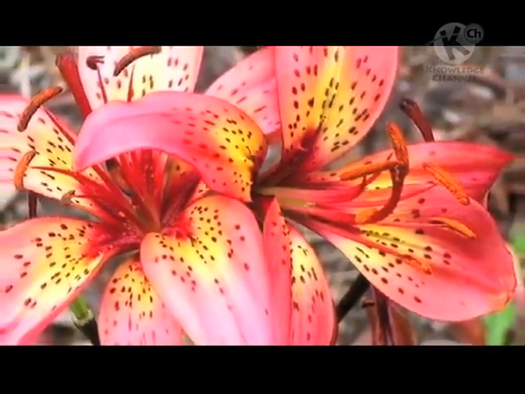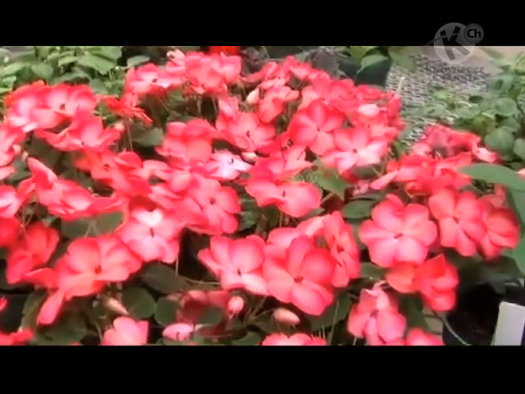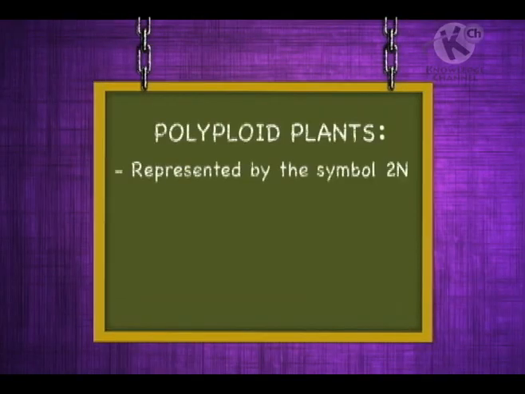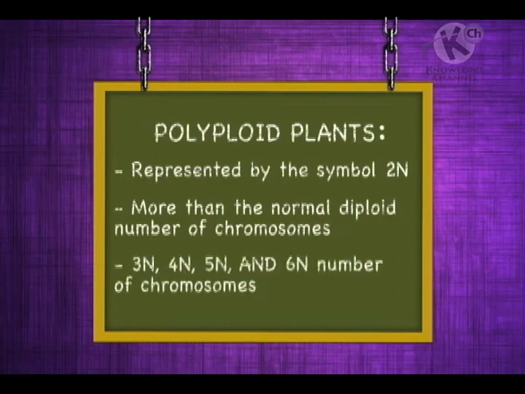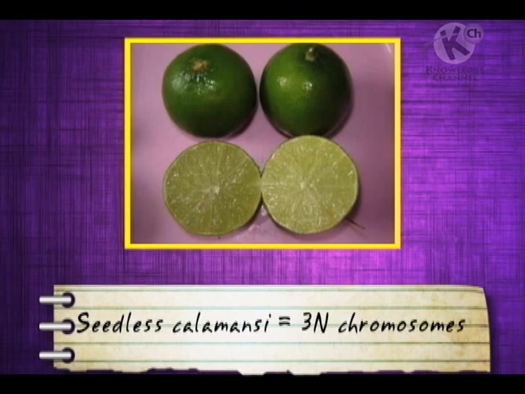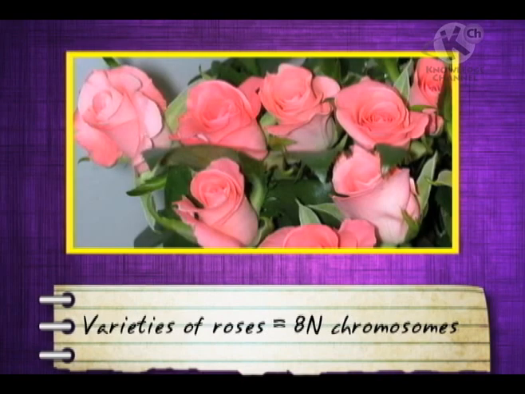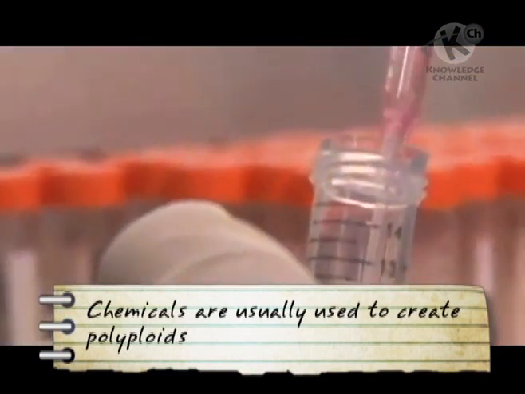Yes. Aside from the important application of mitosis and meiosis you mentioned, application of cell division can also be found in plant research. Now, bigger and better varieties of plants are produced by modifying their chromosomes. Polyploid plants, where the diploid number is represented by the symbol 2N, have more than the normal diploid number of chromosomes. These plants may have 3N, 4N, 5N, and 6N chromosomes. For example, seedless calamansi has 3N chromosomes. Large and beautiful varieties of roses can have as many as 8N chromosomes. Chemicals are usually used to create polyploids.